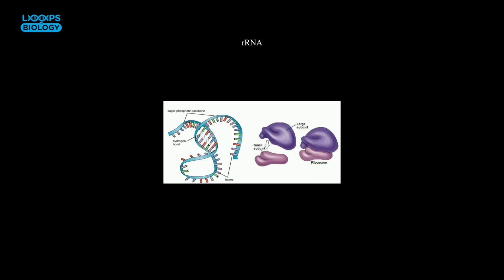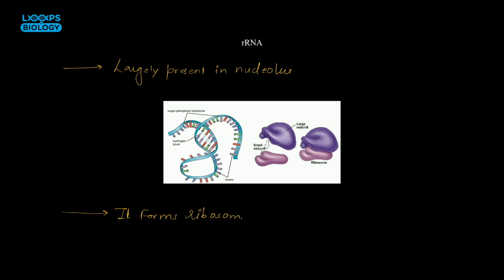If I'm talking about rRNA, the rRNA is basically largely present in the nucleolus, and it helps form the ribosome. That's why it is called ribosomal RNA. This is the only RNA which can also act as an enzyme. So this RNA can act as an enzyme.